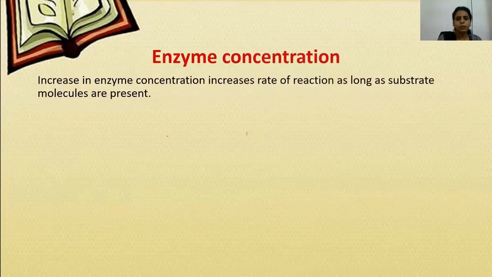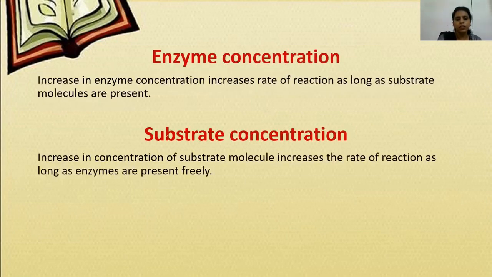Next, factors which affect the rate of reaction are enzyme concentration and substrate concentration. Now remember, both these factors are interrelated to each other. How? Because as the concentration of both enzyme and substrate increases, the rate of reaction will also increase. But the condition is that temperature and pH both should be optimum.